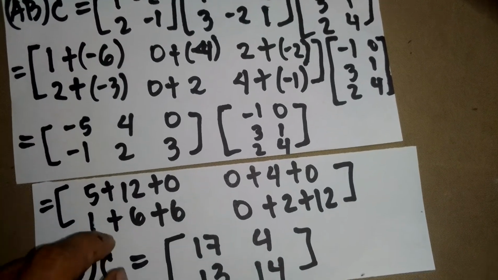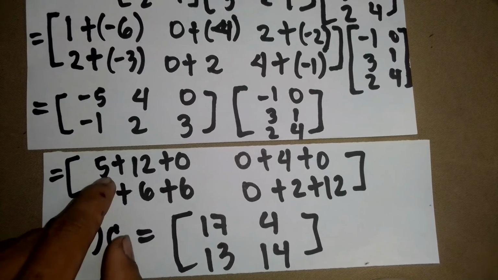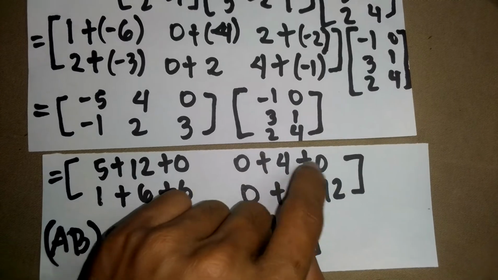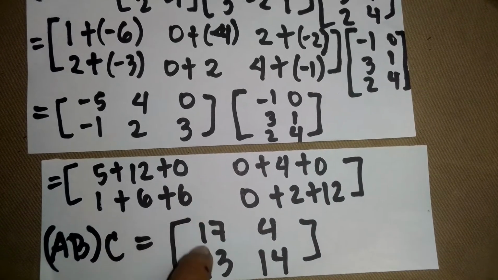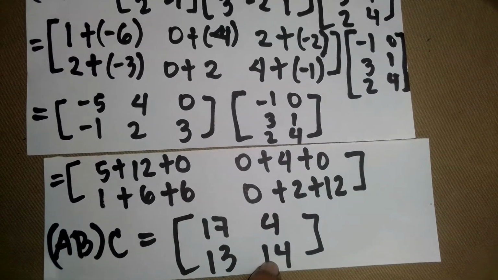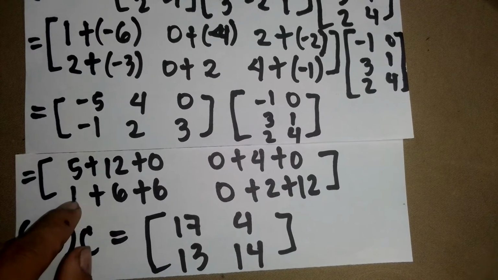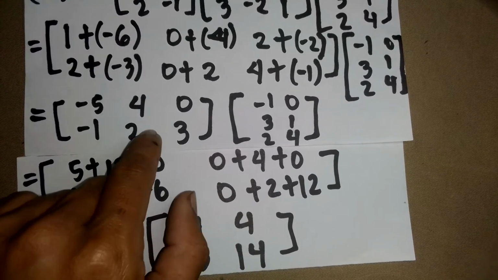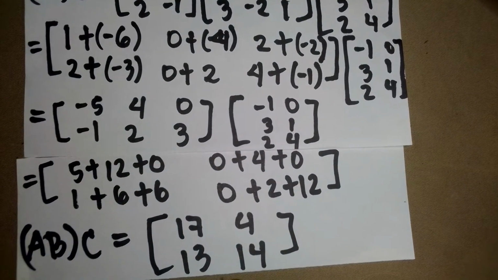So, we can add to get our final matrix. 5 plus 12 plus 0 is equal to 17. 0 plus 4 plus 0 is equal to 4. 1 plus 6 plus 6 is equal to 13. 0 plus 2 plus 12 is equal to 14. Like what I said, for this 2 by 3 matrix and 3 by 2 matrix, we get a 2 by 2 matrix.